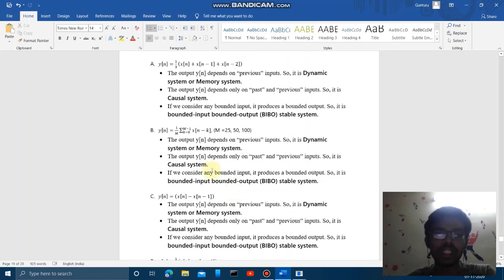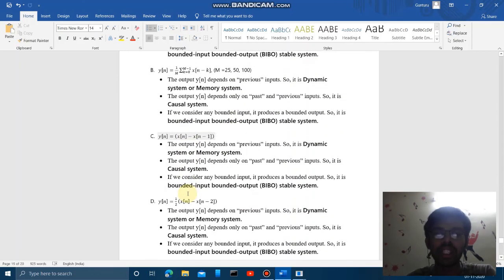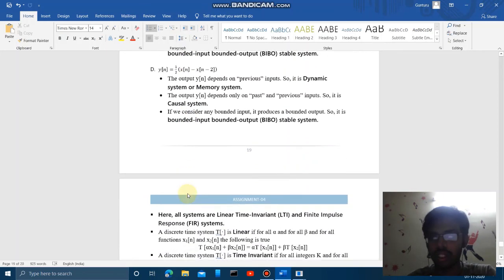Similarly, if we consider system B, system C and system D, they are also dynamic systems, causal systems and stable systems. That's it. Thank you.